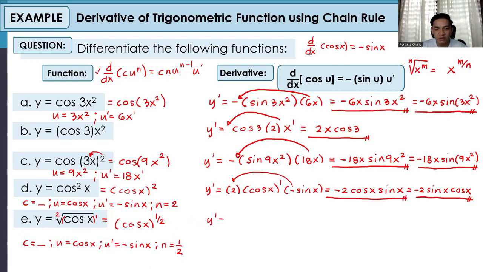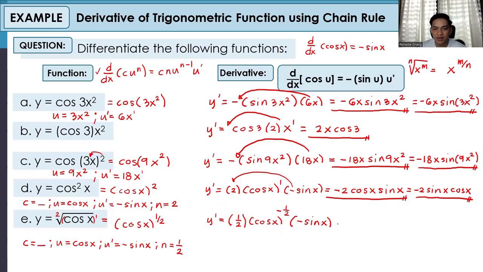Y prime is equivalent to, constant natin is wala. N po natin is 1/2. U po natin, class, is cosine of x. And then, exponent natin is 1/2. Minus 1 is negative 1/2. Pwede mo ding i-calculator para sure. And last thing is yung ating u prime, which is negative sine of x. So, tapos na tayo in differentiating.